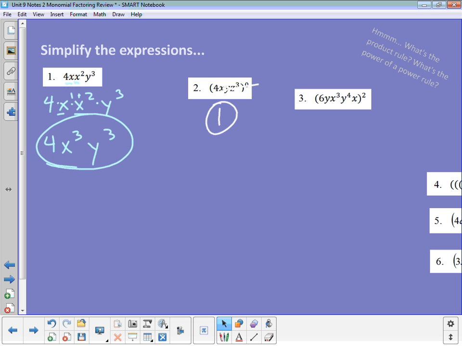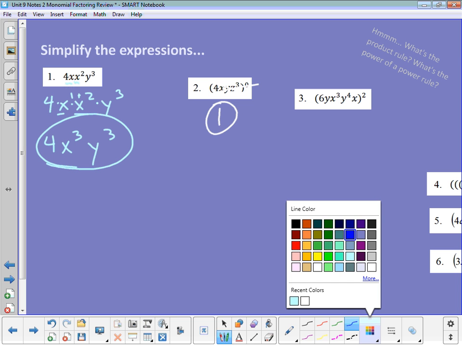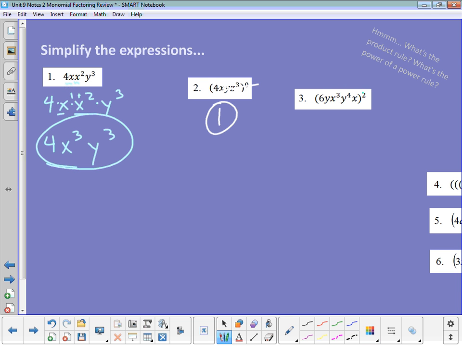Now I have a whole bunch of stuff being raised to the second power. So I need to take everything that's inside and raise it to the second power. So that means the second power goes to the 6, it goes to the y, it goes to the x to the third, the y to the fourth, and the x. So I'm going to start with that. 6 squared is 36. Y to the second is y to the second.